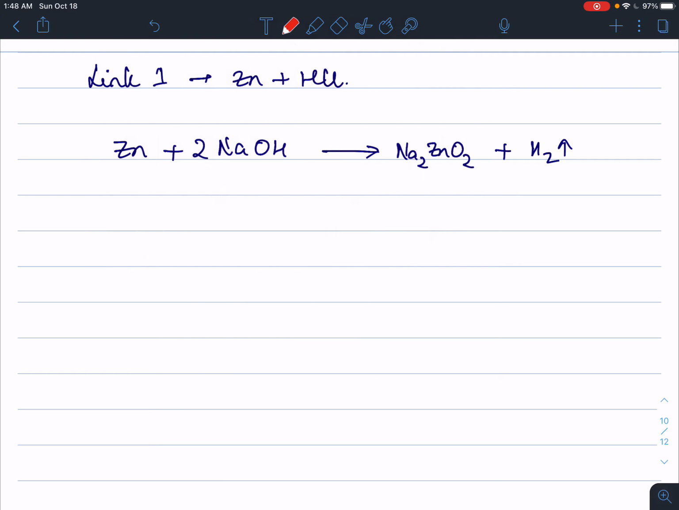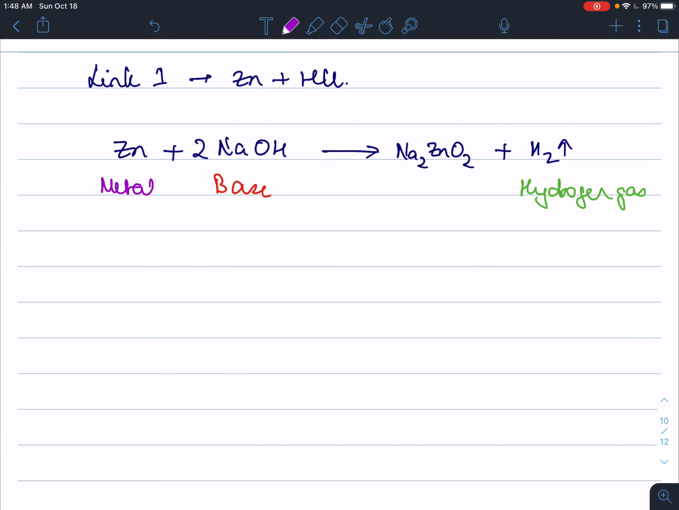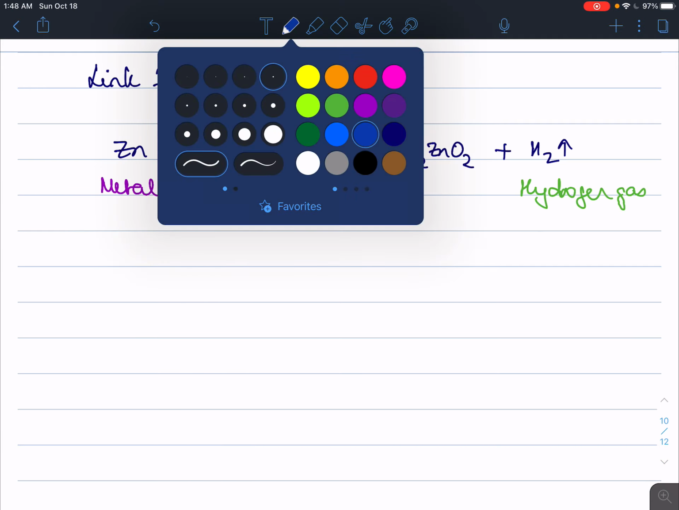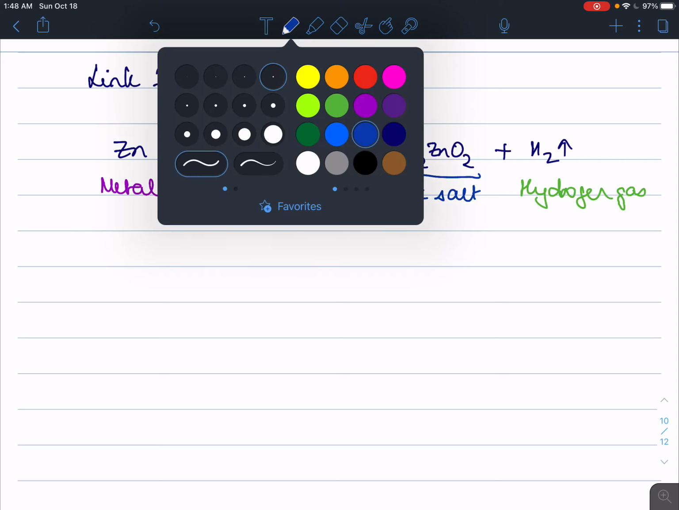What are these? So this is a base. This is hydrogen gas again. This is a metal. And this here, very important, is a basic salt. All right. So, but just one thing, this may not work with all metals. It works with some metals, it doesn't with others. Aluminium it works, zinc it works, but sometimes it does, sometimes it doesn't.